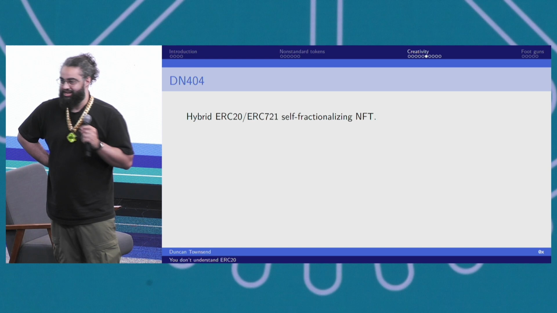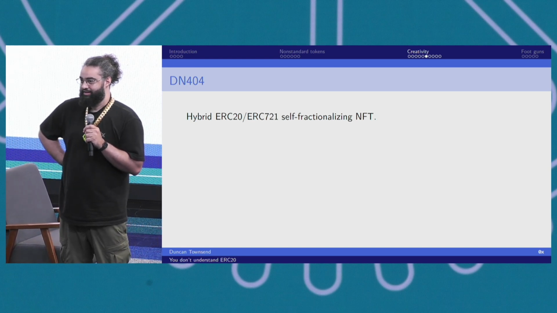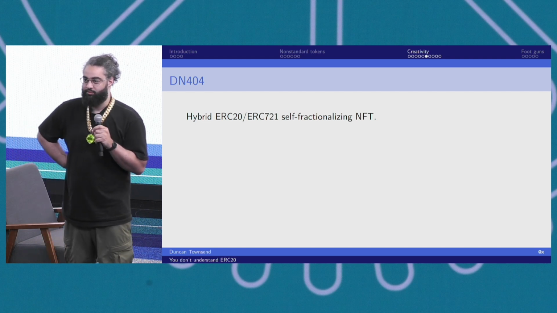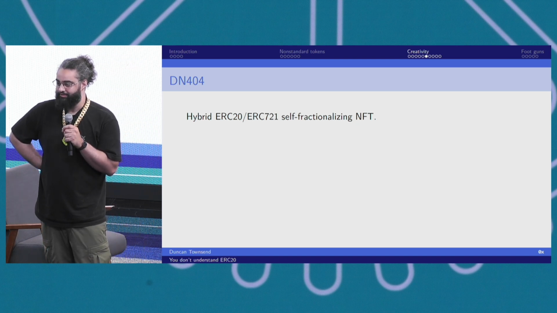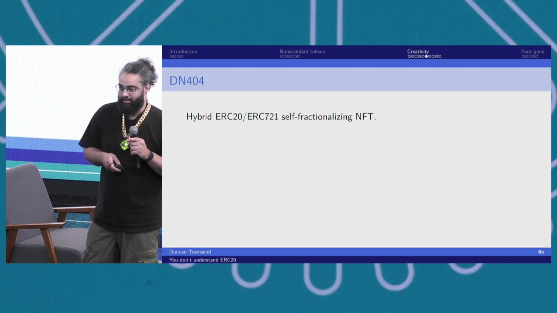DN404, this is one of my favorites. It's a hybrid of an ERC20 and an ERC721. It's a self-fractionalizing NFT, right? NFT fractionalization used to be really big. What if I can't afford a CryptoPunk? Well, maybe I buy a 1/10 of a CryptoPunk or a 100th of a CryptoPunk. This is a way for NFT projects to self-fractionalize their NFTs.